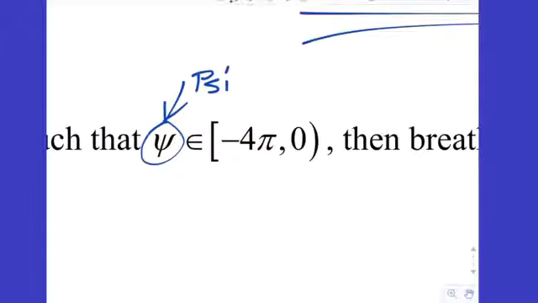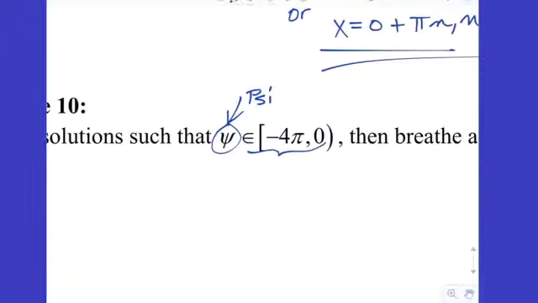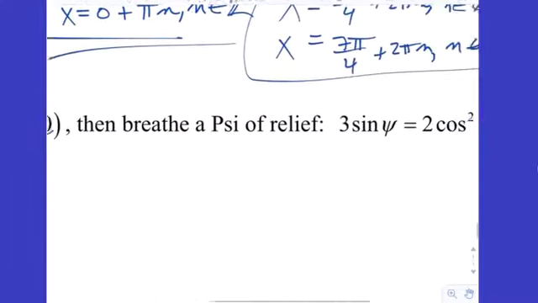In this case, it represents an angle. We want to find all the solutions from negative 4 pi to 0. That's like 2 negative rotations.